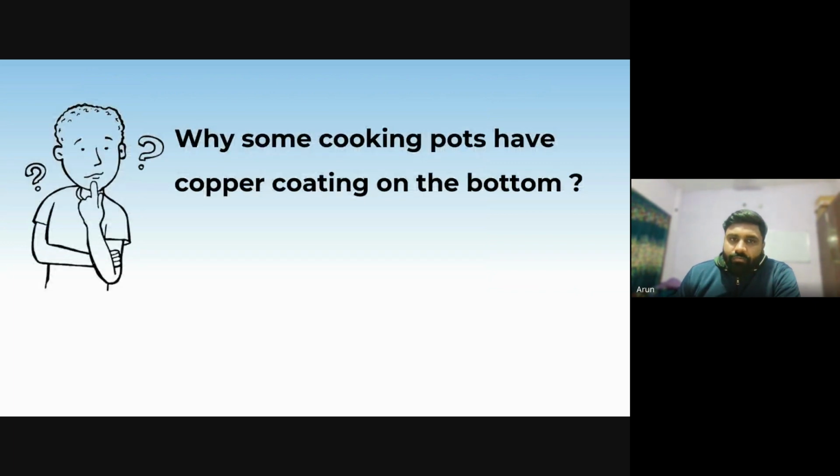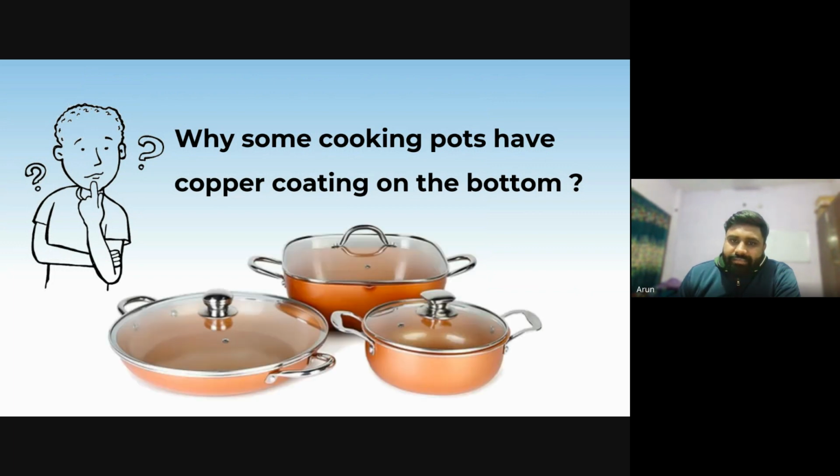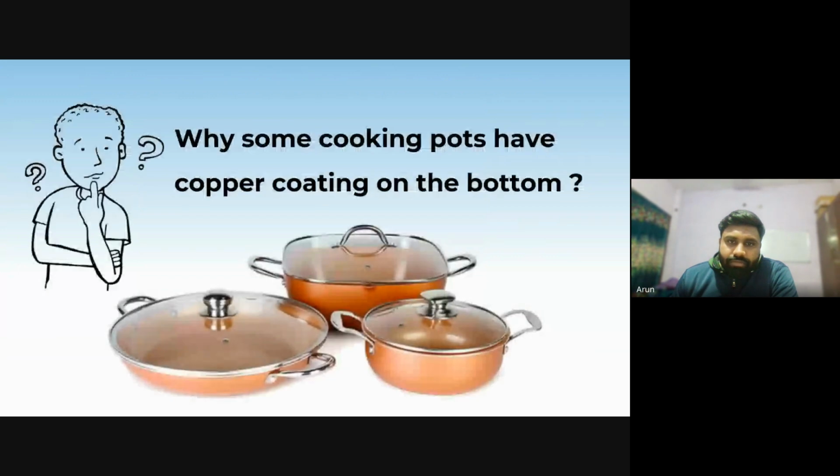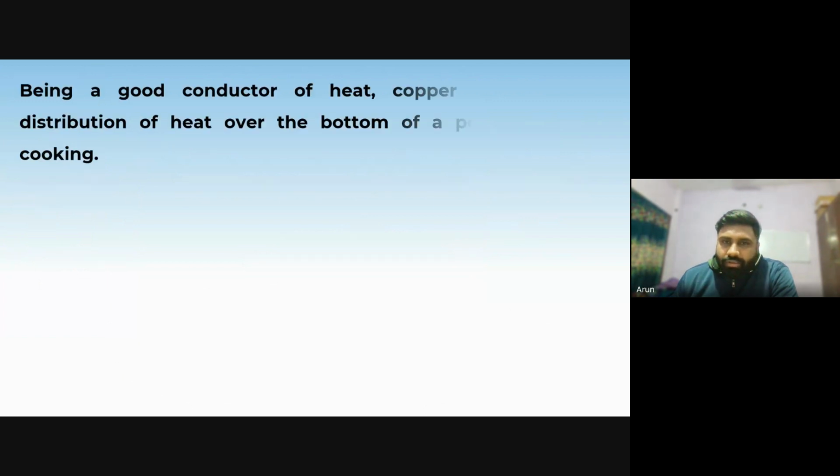So that is why, if you see this question carefully, why some cooking pots have a copper coating on the bottom, now you can easily answer it. Because copper can absorb more heat. The thermal conductivity of copper is 385 joule per second meter Kelvin. So if you coat any cooking pot with copper, the rate of heat transfer will increase, and that is why you get uniform heating and your food cooks rapidly.